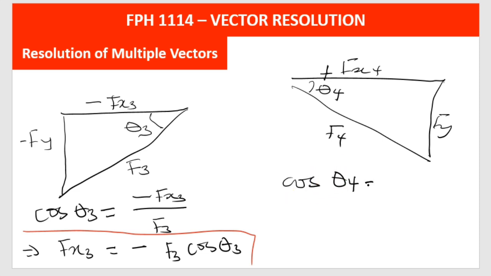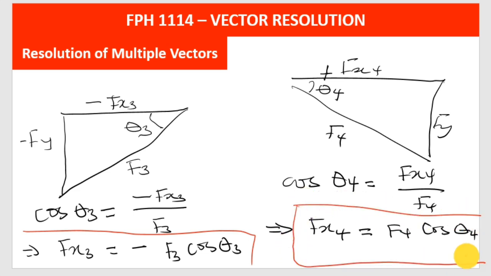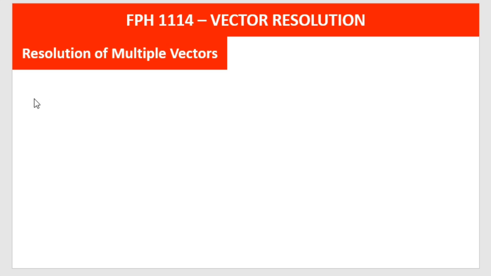So if we have this guy to be fy, we can have cos theta 4 equal to what? Adjacent over hypotenuse, which is what? fx4 divided by f4, which implies that fx4 is equal to what? f4 cos theta 4. So this is the last part of it. Now we can just do a summary. We can write out the summary for this.